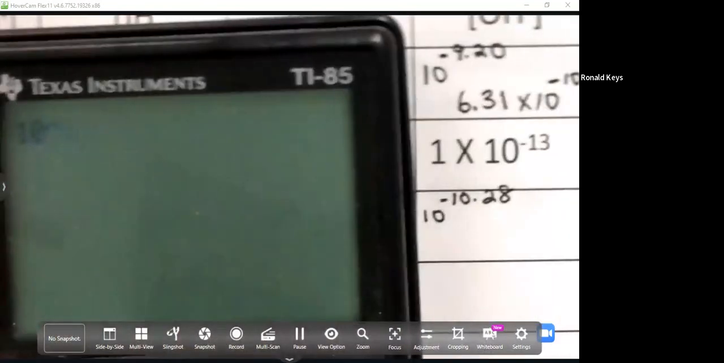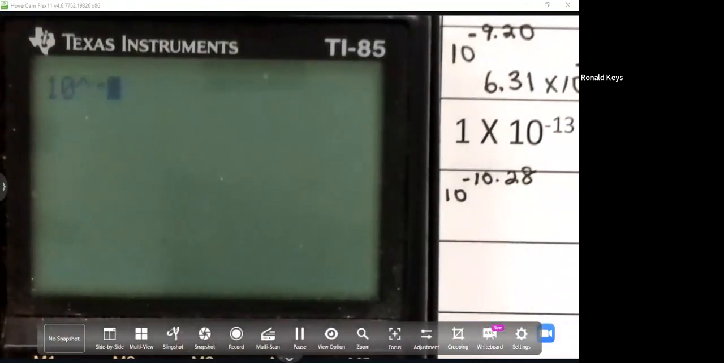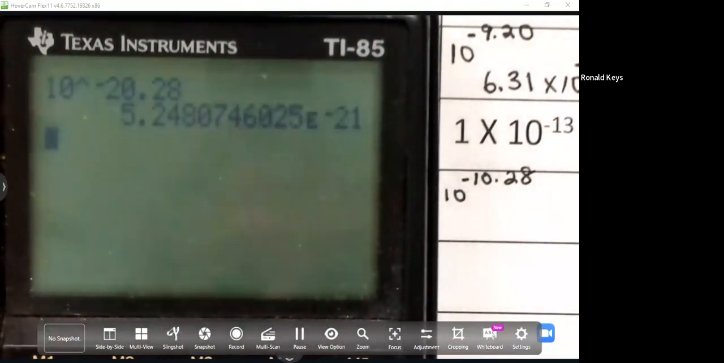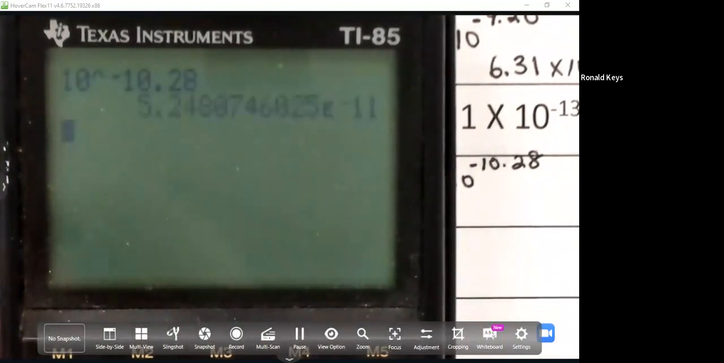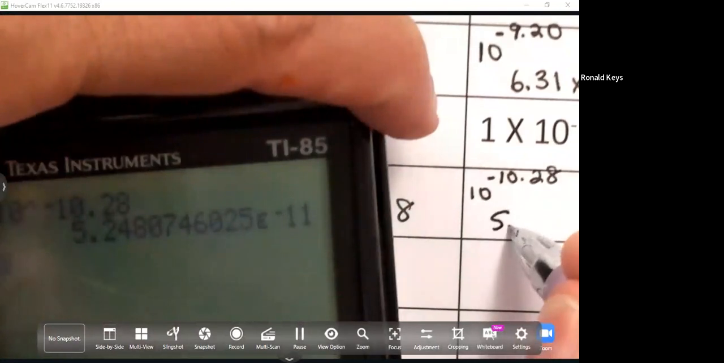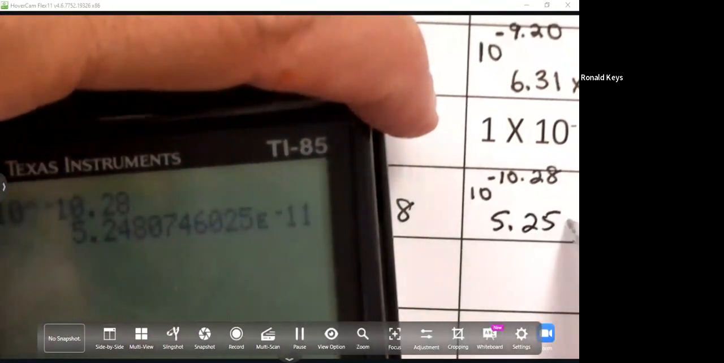So I'm going 10 to the negative 10.28. So make sure, grab your calculator. Oh, I put in 20.28. That is not going to work. And 10 to the negative 10.28 gets me 5.25 times 10 to the minus 11.